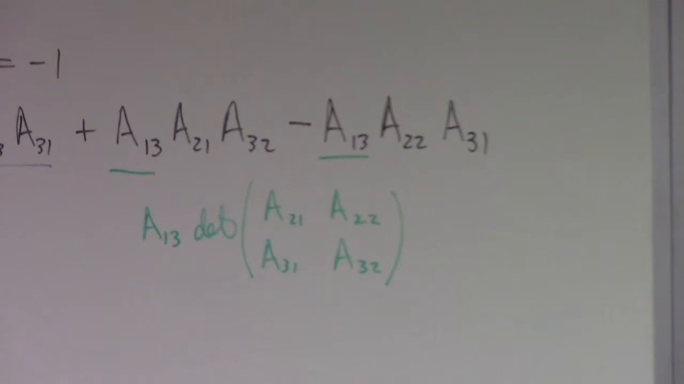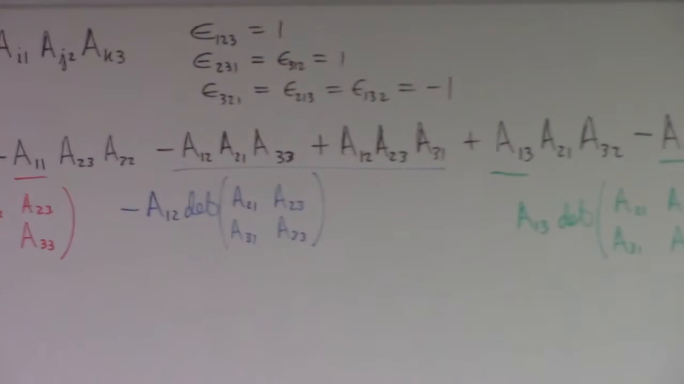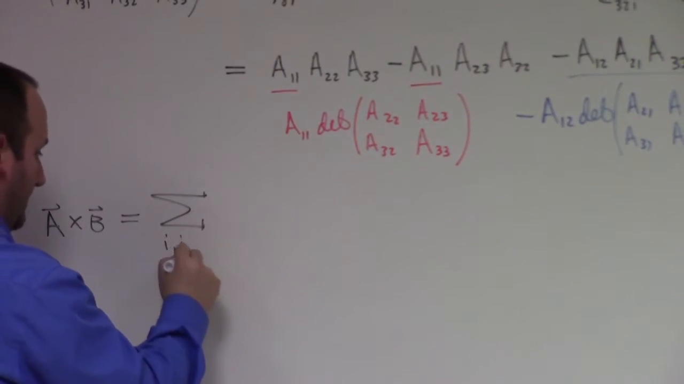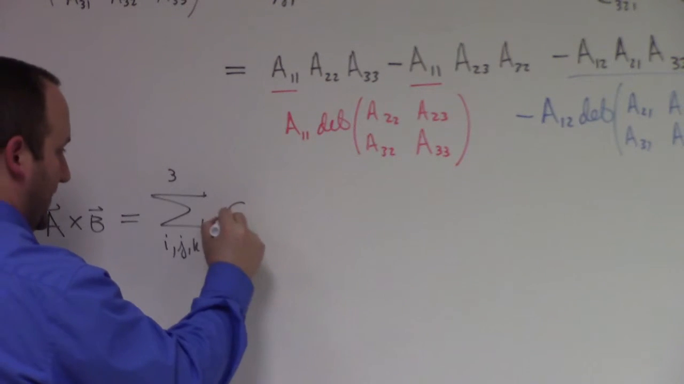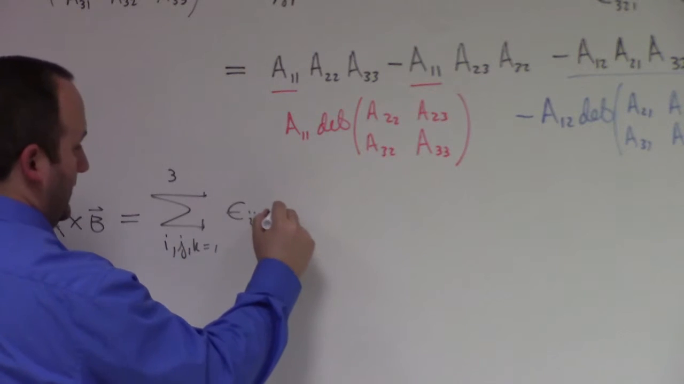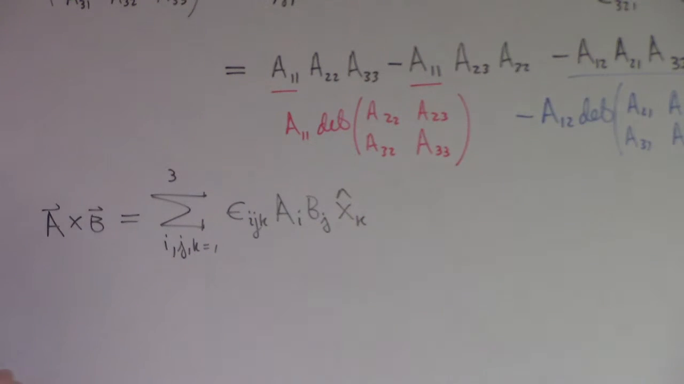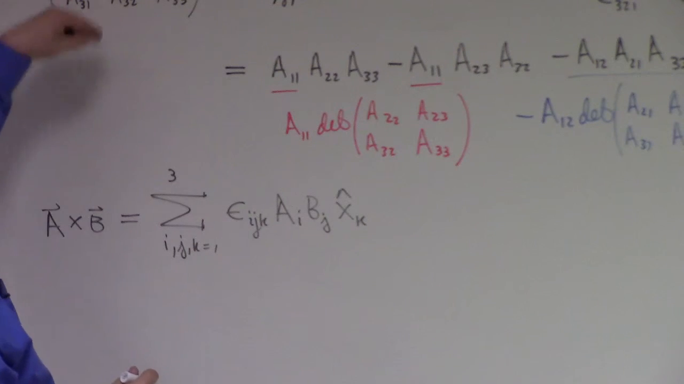And this is just what the cross product is for vectors. Ah, right. This is the same pattern as cross products. In fact, you can write a formula, right? By the way, good comment. A cross B from Calculus 3, for those of you who had it, you can write as the sum, ijk equals 1 to 3, of epsilon ijk ai bj x hat sub k. That's exactly the same pattern as this.